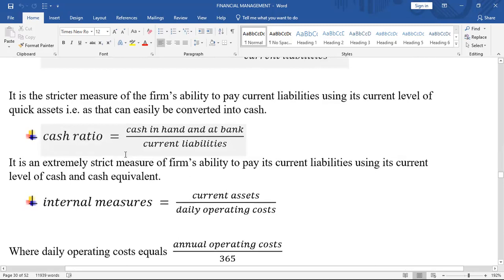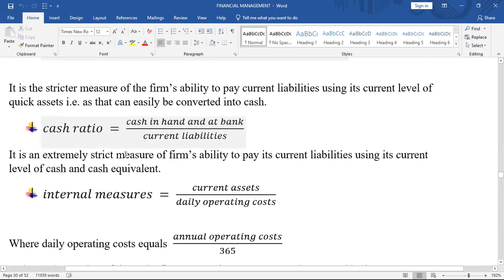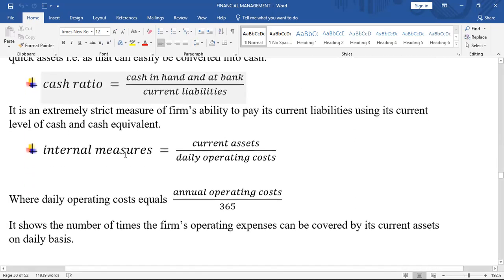Now, for the current ratio, we normally look at the cash in hand and at bank. We divide by the current liabilities, and the most important point is that it is an extreme measure of the firm's ability to pay its current liabilities using its current level of cash and cash equivalents.